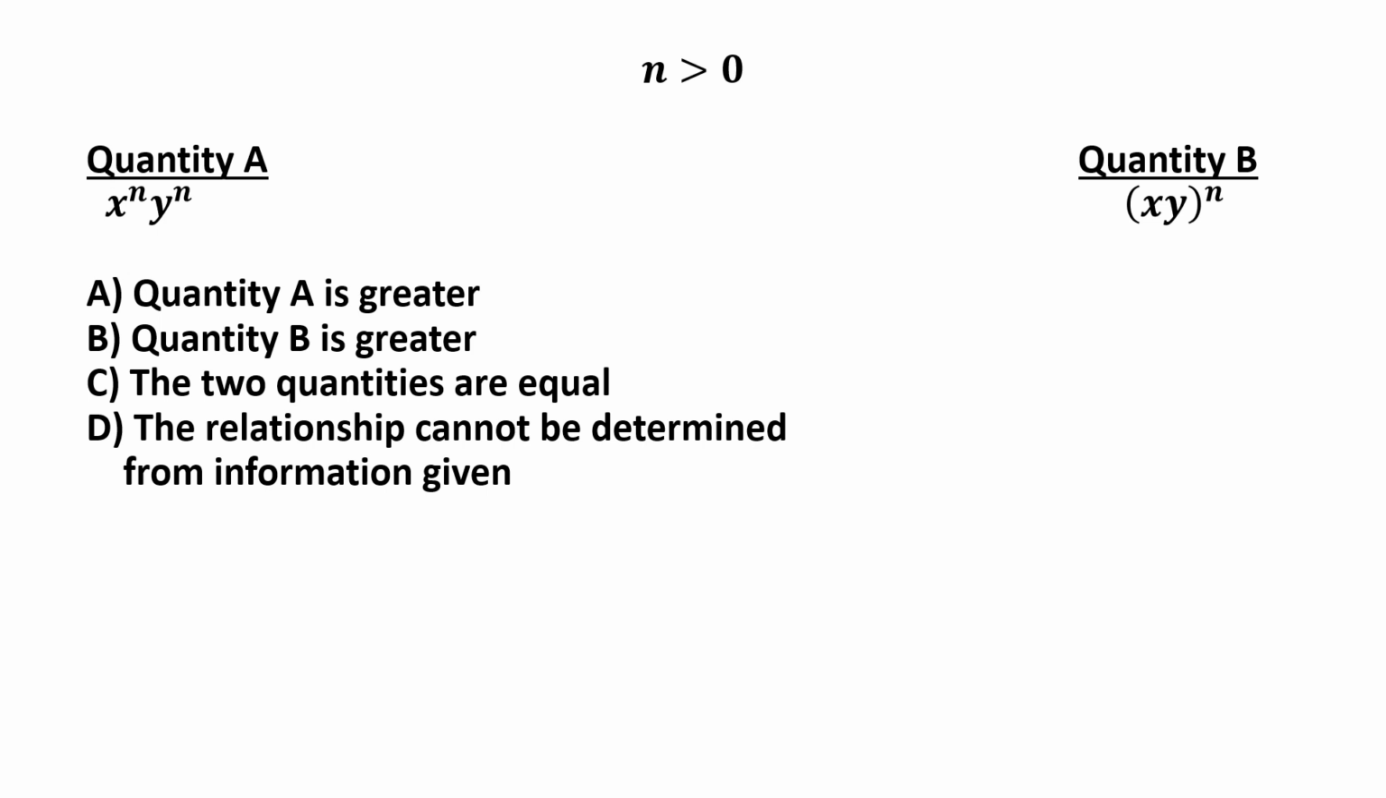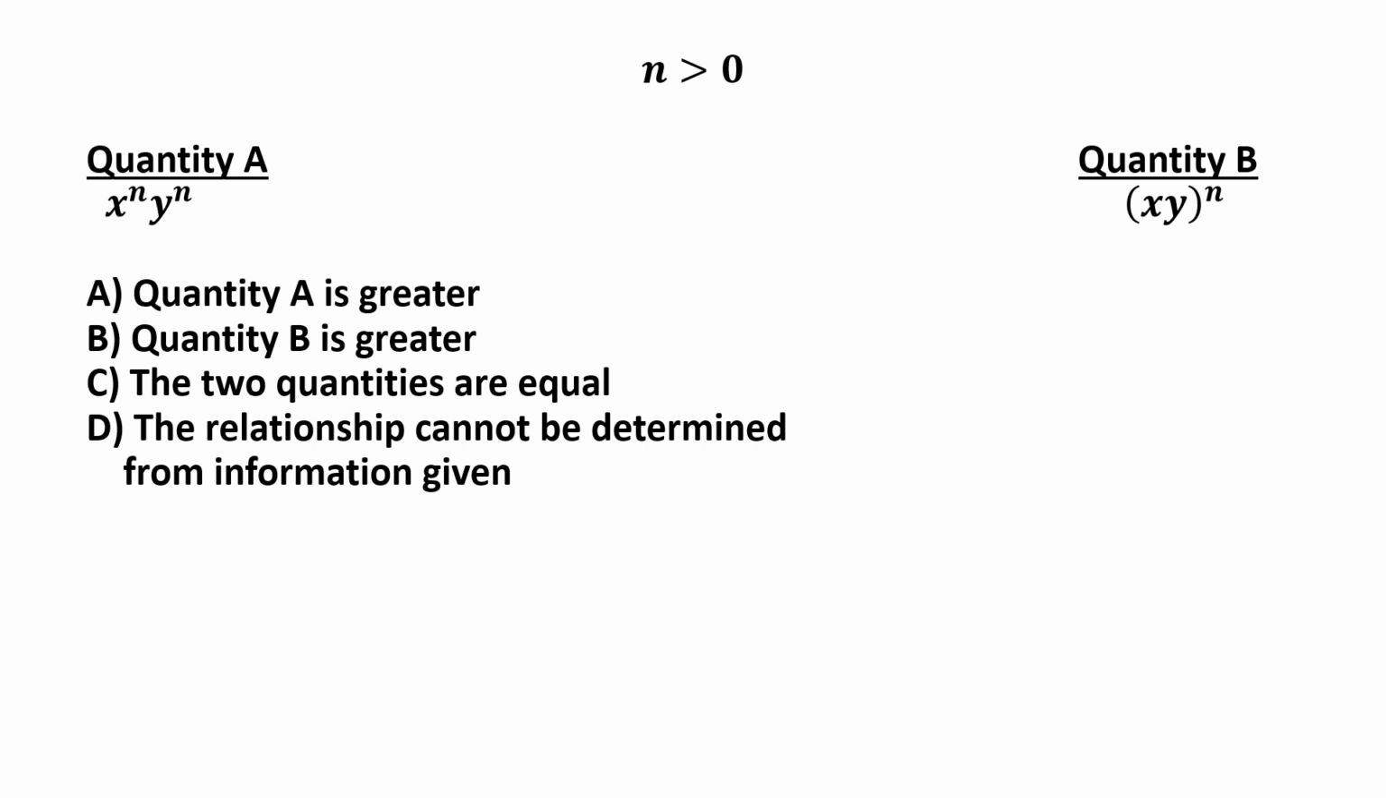Now, if we can show that the relationship does not hold for any one set of values of x, y, and n, as long as those values are allowed, then that's sufficient for us to conclude that the relationship cannot be determined from the information given. The average response would be that these two are equal, because it's so obvious. It seems like, why shouldn't they be equal, right?